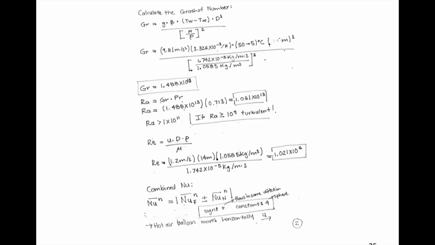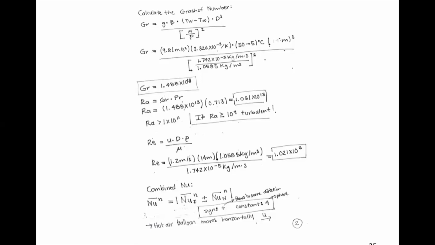But I need to recall that I'm calculating a combined Nusselt, right? Because I'm considering both forced and natural are important. So I recall my equation for the combined Nusselt, that is this one, and I'm going to use a plus sign because the flows are in the same direction. They are helping, right? And I'm going to use n equals 4 because I'm dealing with a sphere. Okay, so now we know we are using plus and we are using 4 here. Let's get the Nusselts then.